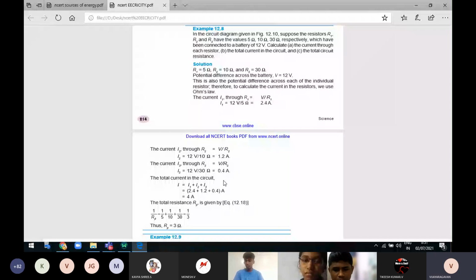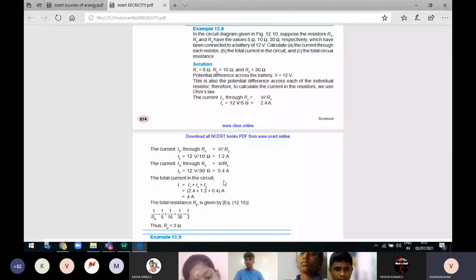And similarly for the third resistor, we are calculating the current value. I3 is equal to 12 by 30. We get 0.4 amps. This is the answer there. So first of all, we have found the current through each resistor. The first question answer is over.